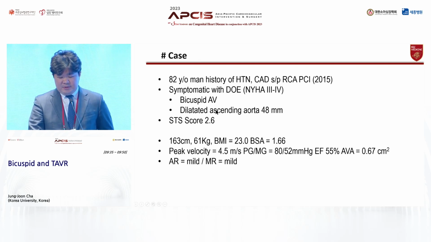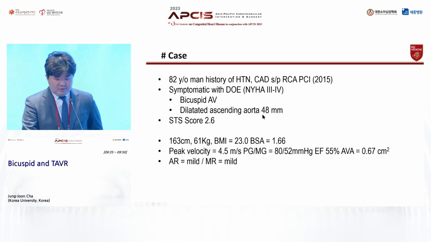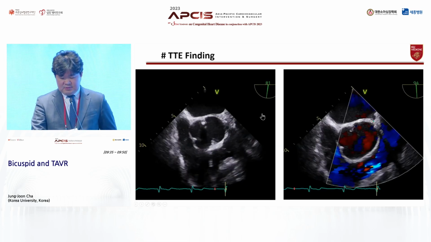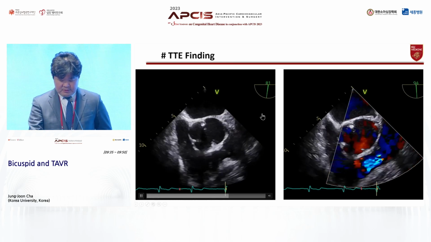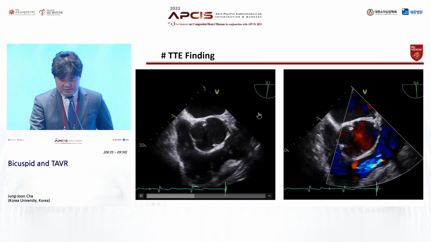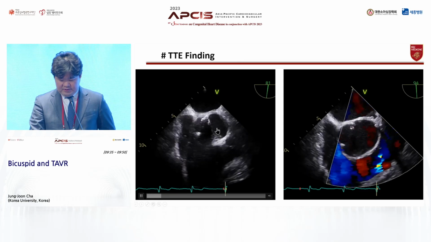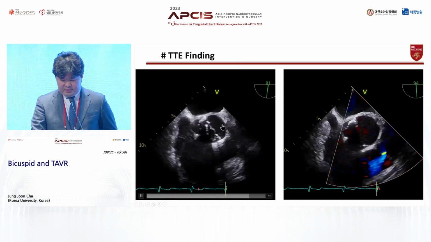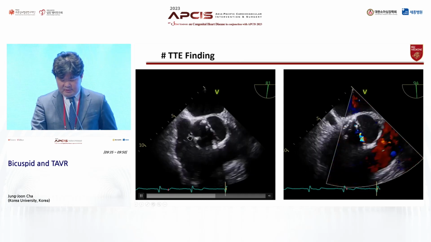And he had the bicuspid aortic valve and a dilated ascending aorta of about 48 millimeters. But the STS score is quite low, 2.6. So at finding there is a bicuspid valve, and as you can see, there is severe calcification between the LCC and NCC.